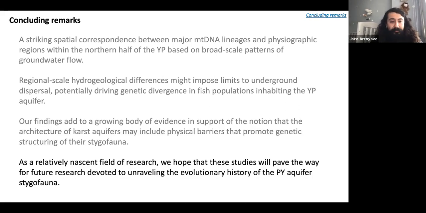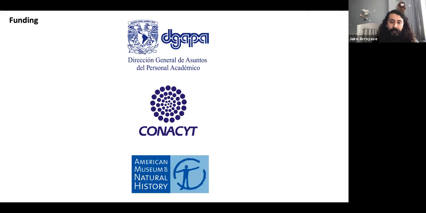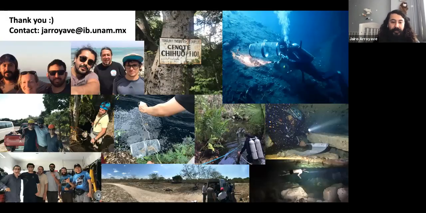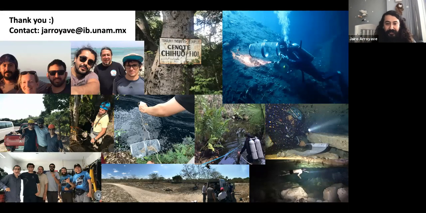And lastly, as a relatively nascent field of research, we hope that these studies will pave the way for future research devoted to unraveling the evolutionary history of the Yucatan Peninsula stygofauna, not only ichthyofauna, but also other taxa that inhabit this system, a number of crustaceans and other invertebrates that are also troglomorphic. And with this, I guess I finished my talk. Thank you so much for your attention. And let's see if we have some time for questions. I'm not sure.